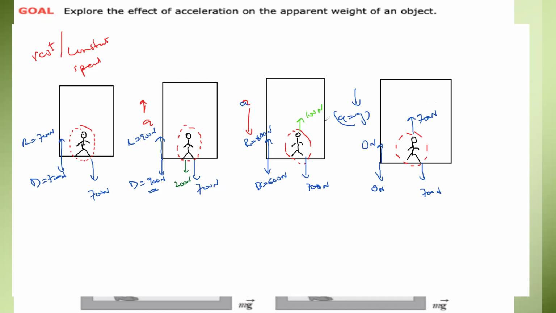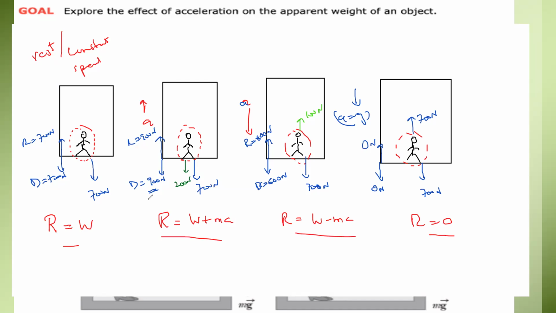Is it clear? So if you want to write the expression for the normal contact force, here the normal contact force is equal to W. Here the normal contact force is W plus MA. Here the normal contact force is W minus MA. And here the normal contact force is 0. So these are the four possibilities whenever an object is moving in the lift.